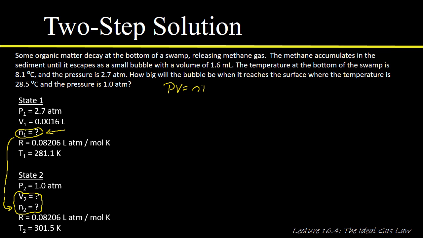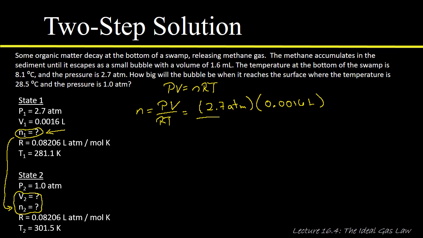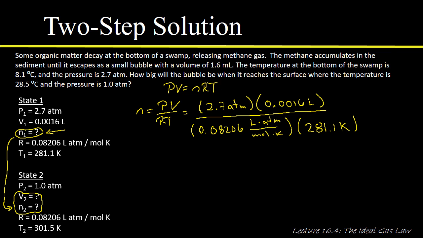PV equals nRT. Therefore, n equals PV over RT, which is 2.7 atmospheres times the volume 0.0016 liters, divided by R, 0.08206 liters atmospheres per mole Kelvin, and our temperature, which is 281.1 Kelvin. Let's check our units.